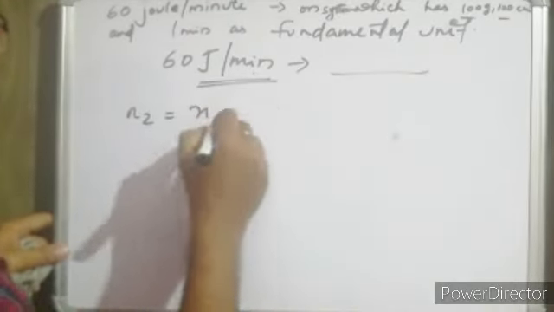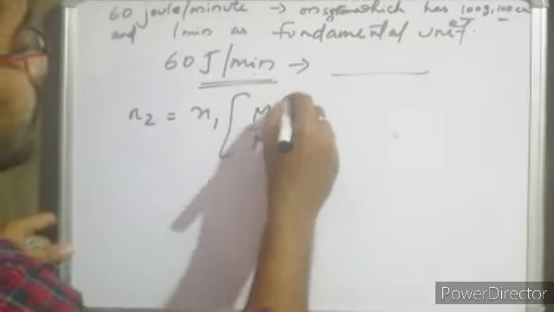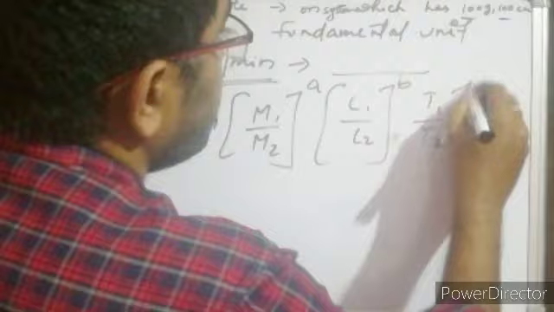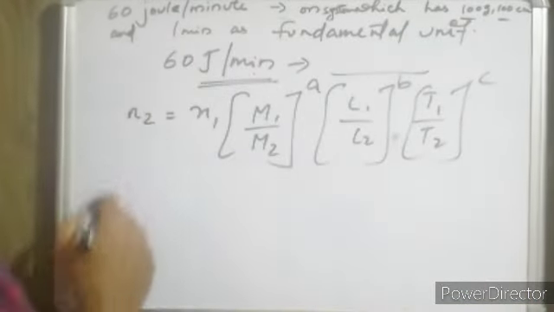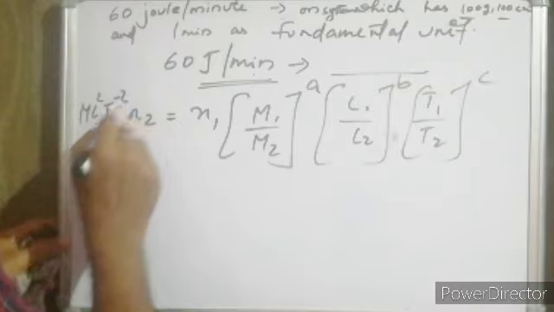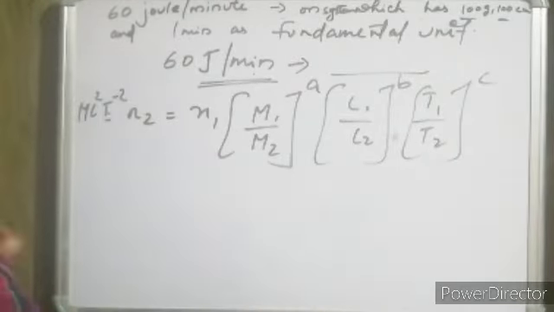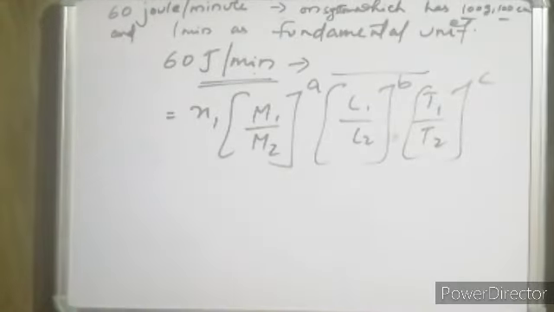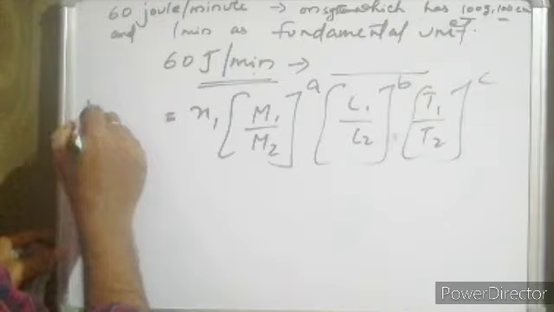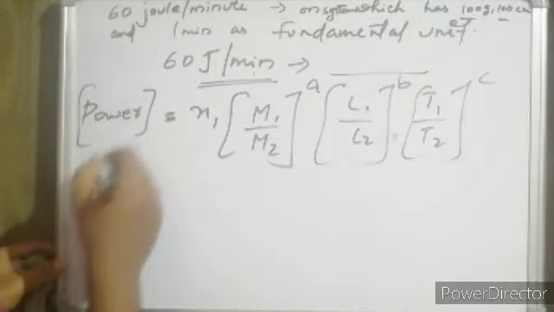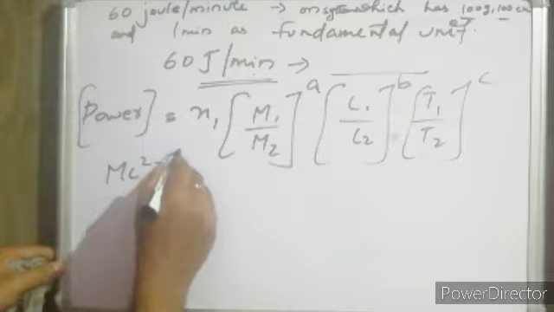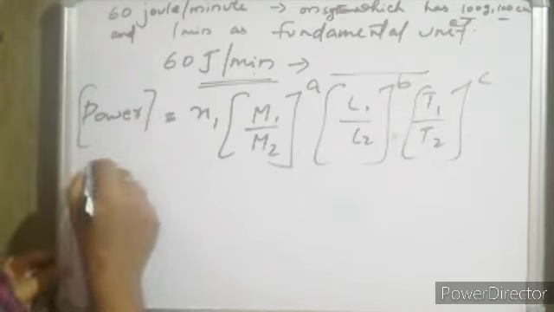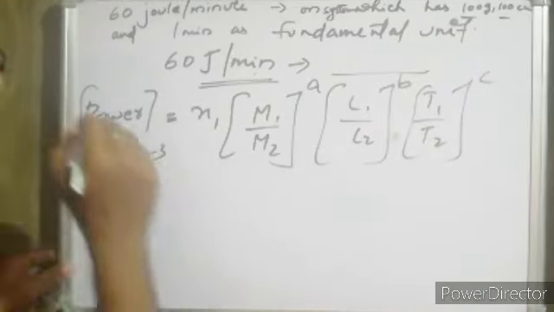So coming here, N2 will be equal to N1 into M1 divided by M2 to the power A, L1 divided by L2 to the power B, and T1 divided by T2 to the power C. Again, you know it is equal to ML square T raised to minus 2. It is work or energy. Sorry, power it is, right? The dimensional formula of power: power is equal to work divided by time. So ML square T raised to minus 2 divided by T becomes ML square T raised to minus 3.